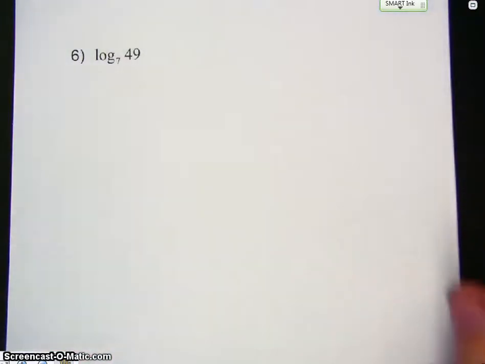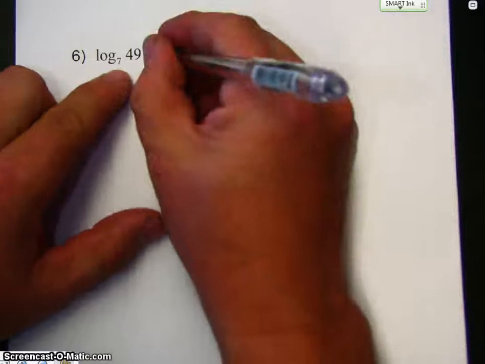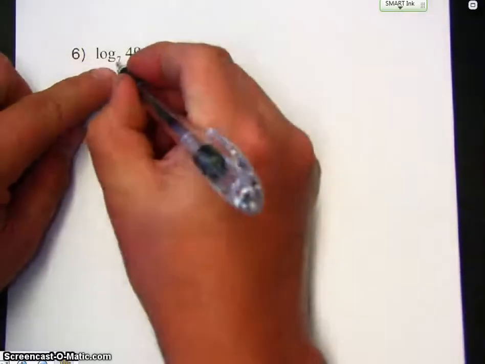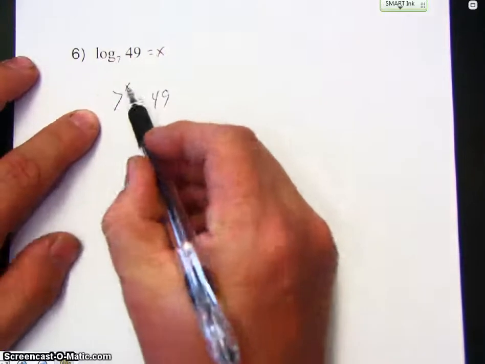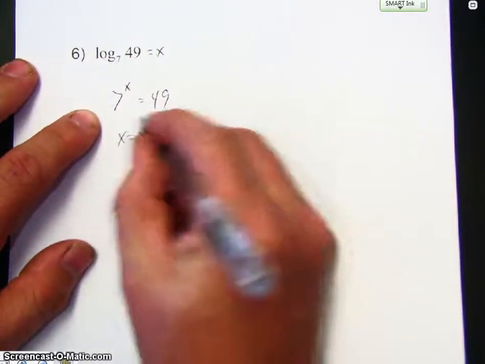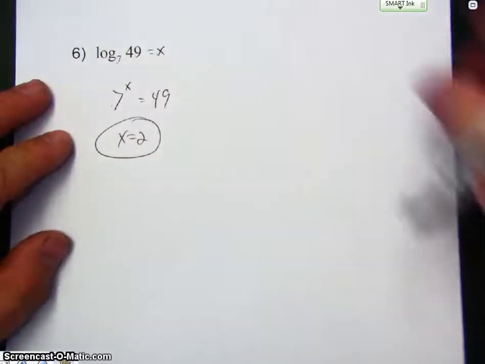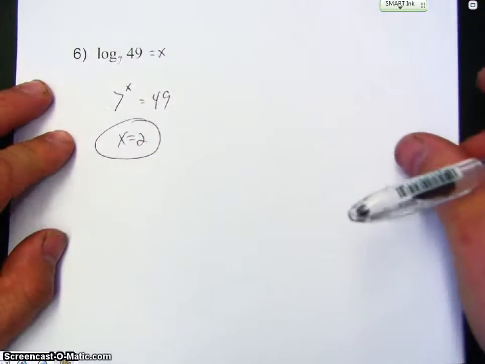Let's try another one. We want to know what this log is equal to. So base 7, 7 to the x is equal to 49. So 7 to what power gives me 49? And that's 2. 7 times 7. All right.